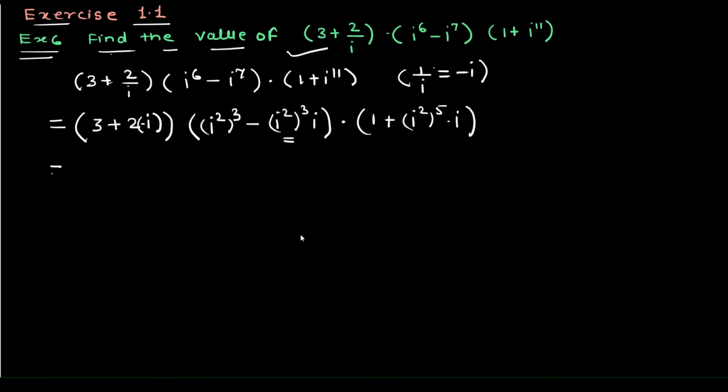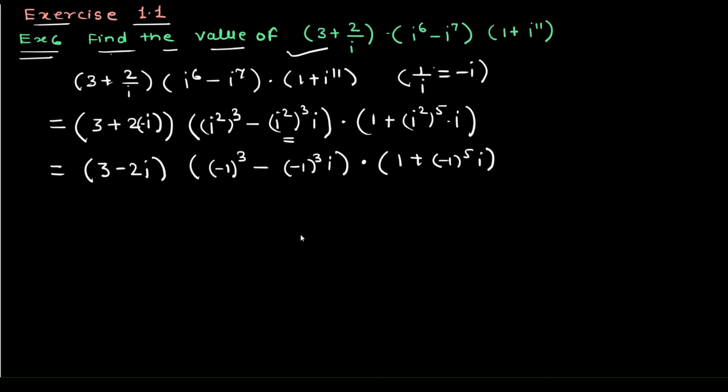Now next, in the first bracket we get 3 minus 2i. Then in the second bracket, i squared is equal to minus 1, and minus 1 cubed, minus, in that bracket it is minus 1 to the power 3 and then again into i. Then into 1 as it is plus i squared, again minus 1 to the power 5, and then into i.